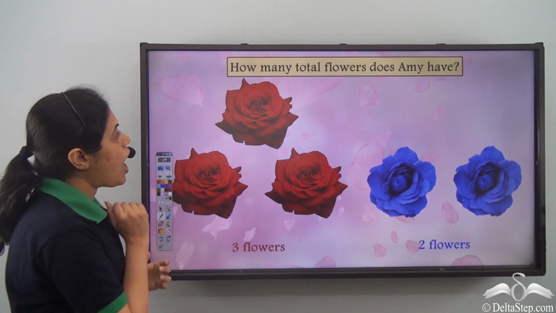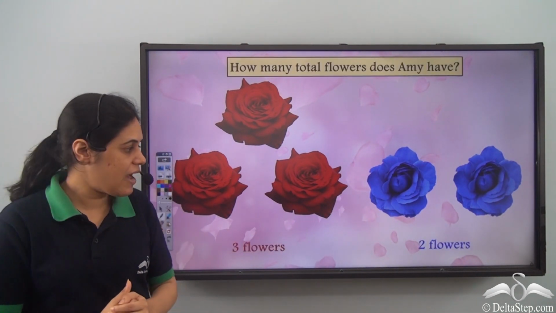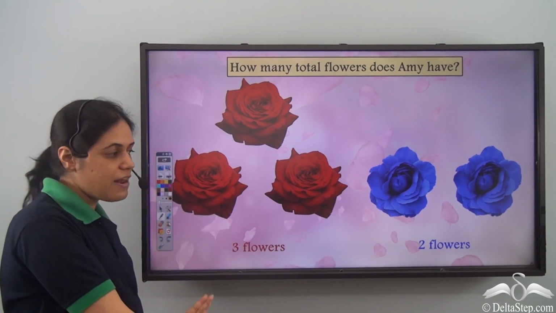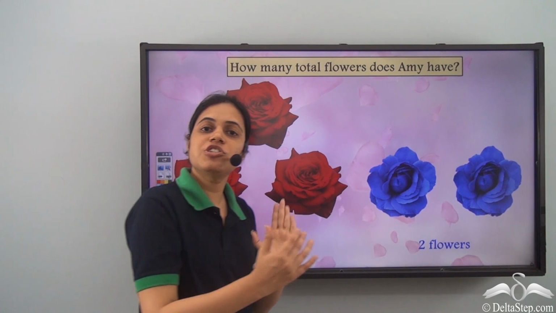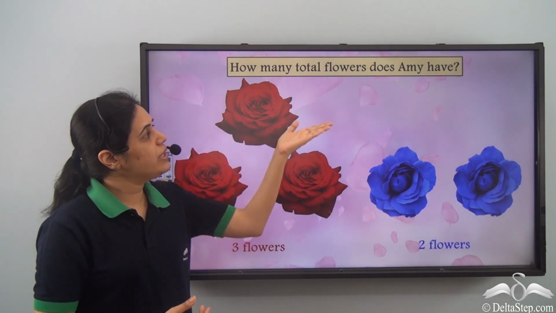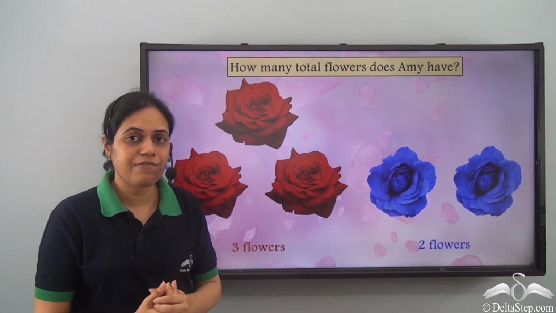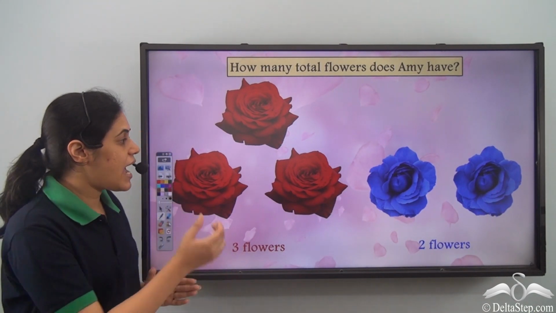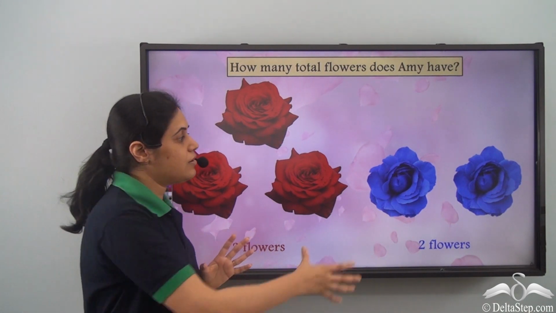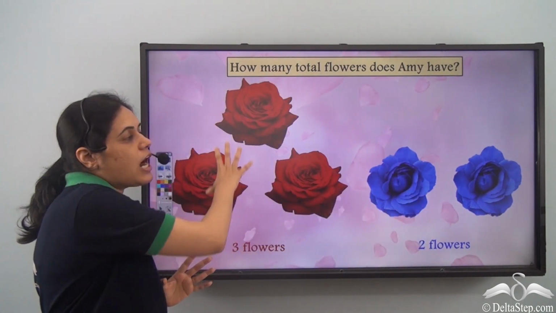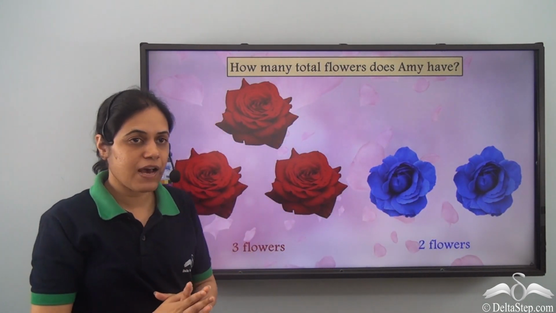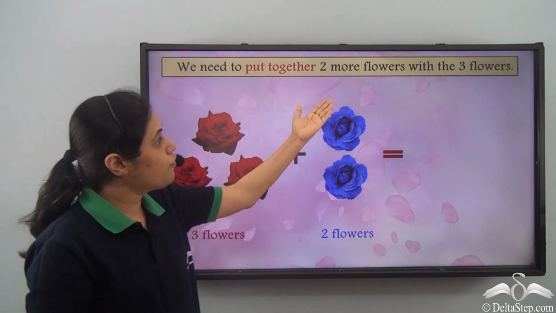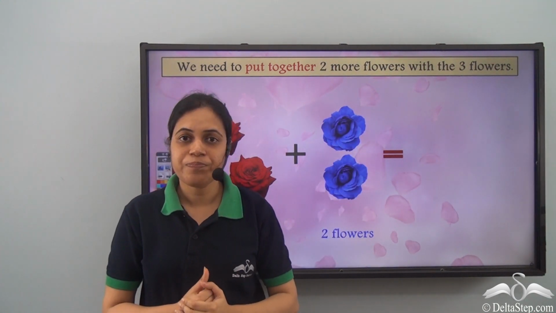So now, how many flowers does Amy have in total? Three flowers for herself and two flowers which her brother gave. So how many total flowers does Amy have? How can we find that out? Well, for that I need to put together these two flowers along with these three flowers.